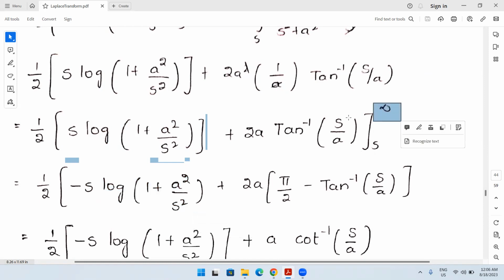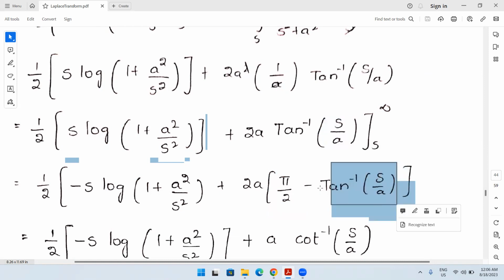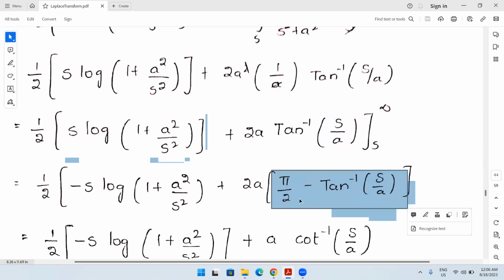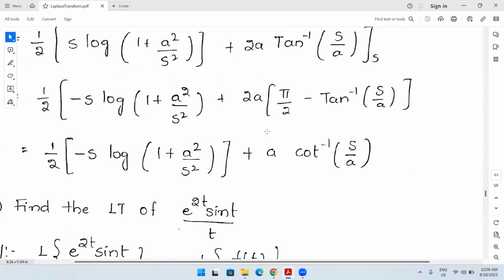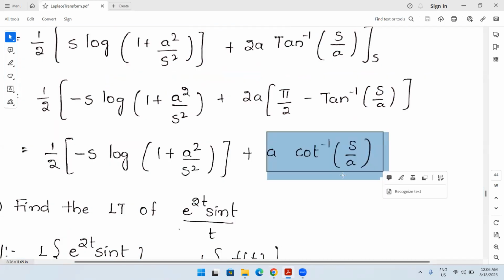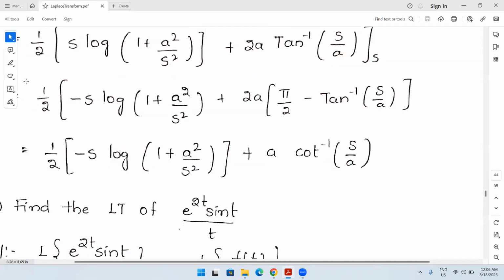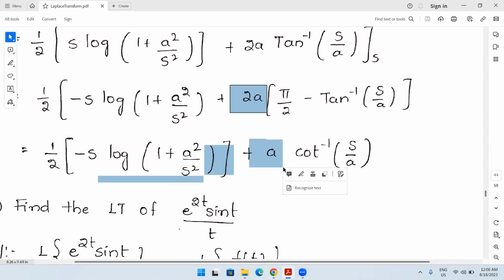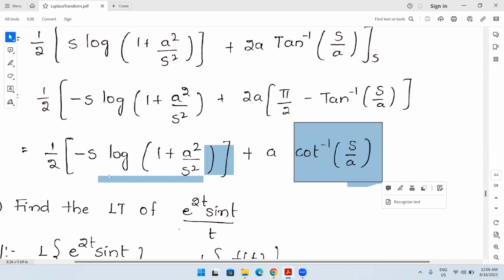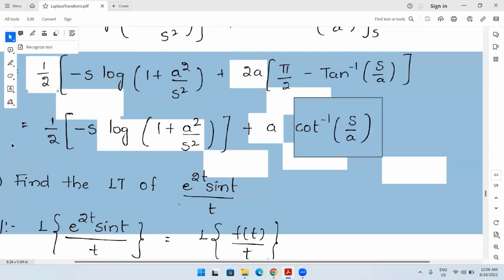Next, here if we substitute infinity, tan inverse infinity is pi by 2. Tan inverse s, in the place of s, s itself. Pi by 2 minus tan inverse is cot inverse. Cot inverse s by a. Now here 1 by 2 I'm taking inside, so minus s by 2 log 1 plus a square by s square as it is. And 1 by 2 multiplied by 2a, we get a. A into cot inverse s by a. So this is the final answer.